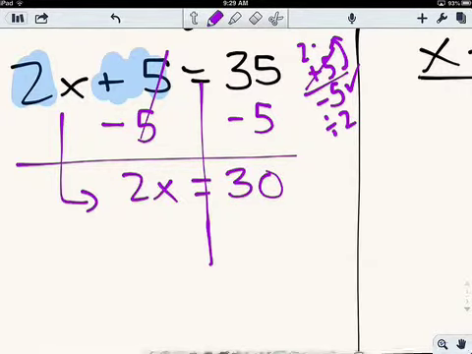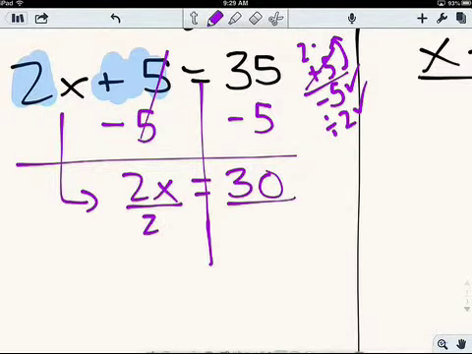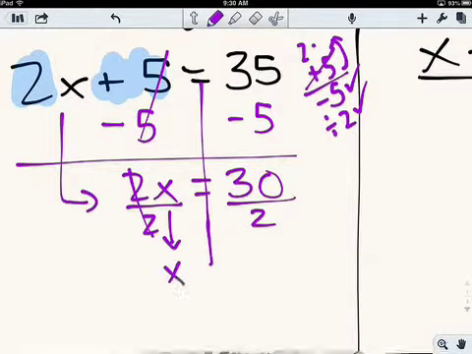This is my second step in my two-step equation. I'm going to divide by 2. And so I show division like this. Divide by 2. 2 divided by 2 is 1, and so on the left side of the equation I'm going to get 1 times x, but I don't have to write the 1. I'm just going to bring down the x, and 30 divided by 2 is 15.